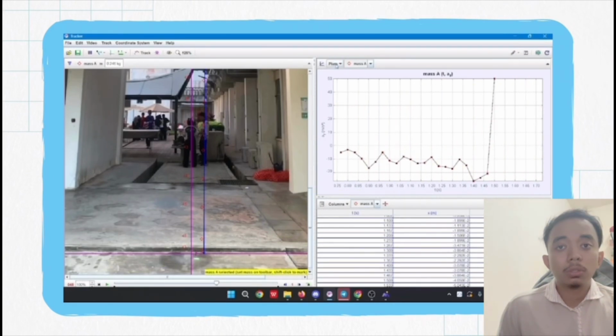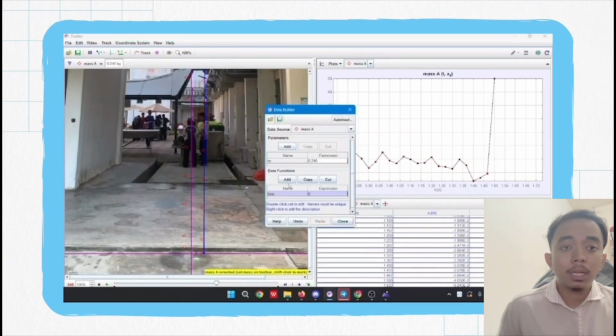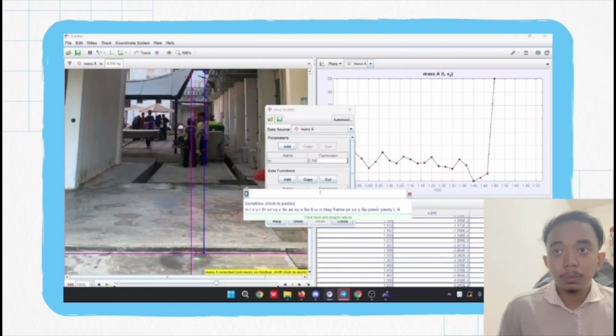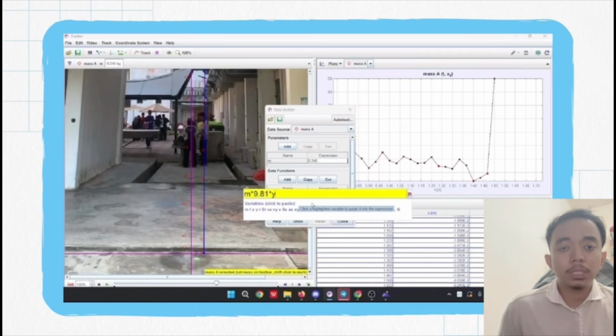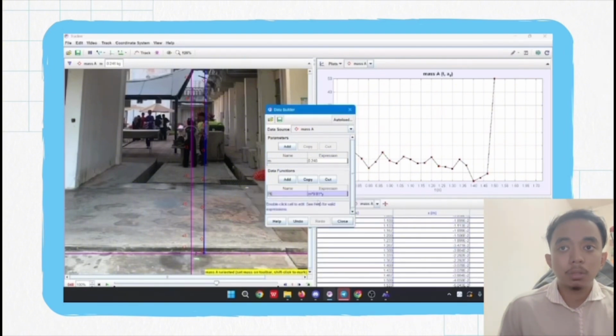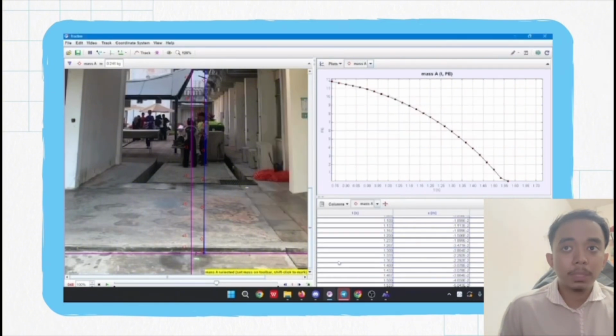software, Tracker. So we need to put it manually. Here we put data function, and for the name we put PE, which is potential energy. Then for the expression we put M asterisk 9.81 asterisk Y, which is mgh, the formula of PE. We can't use g because it can't detect the gravitational acceleration, so we put the number here, 9.81. Then we confirm and we use it to find the graph of PE against time.